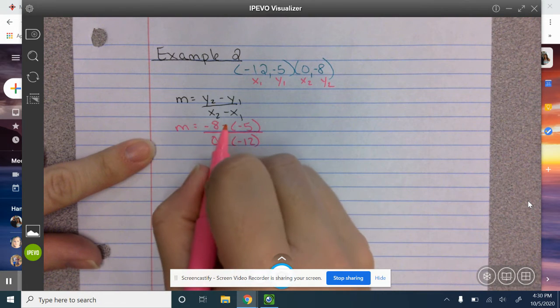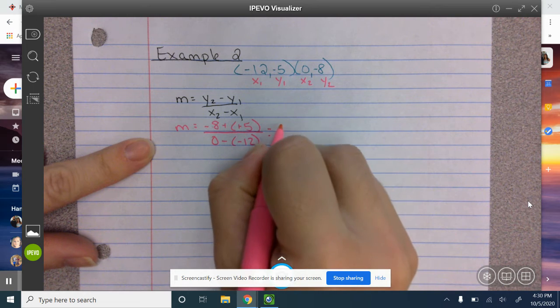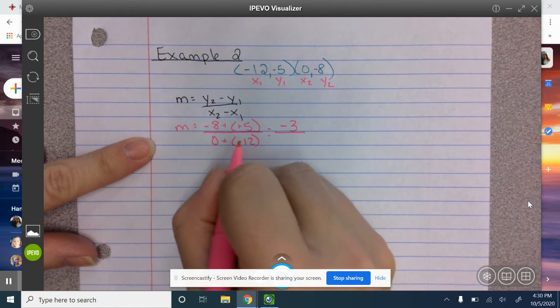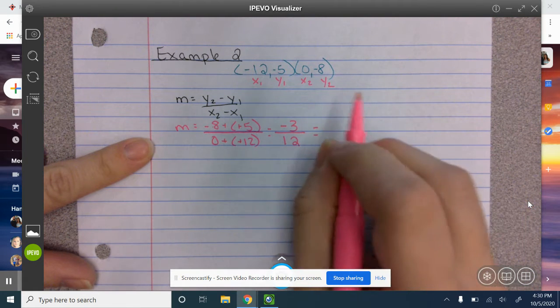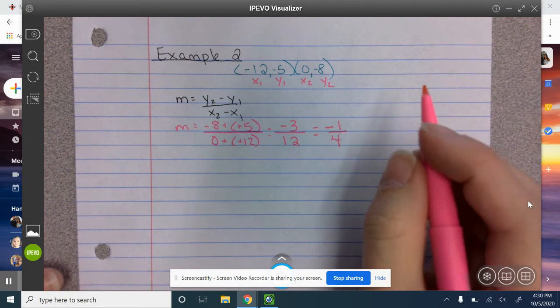-8 minus -5, I'm going to keep change, and that's going to give me -3. 0 minus -12, when I keep change, that'll give me a positive 12. For slope, you need to simplify, and we will end up with -1/4 as our slope.